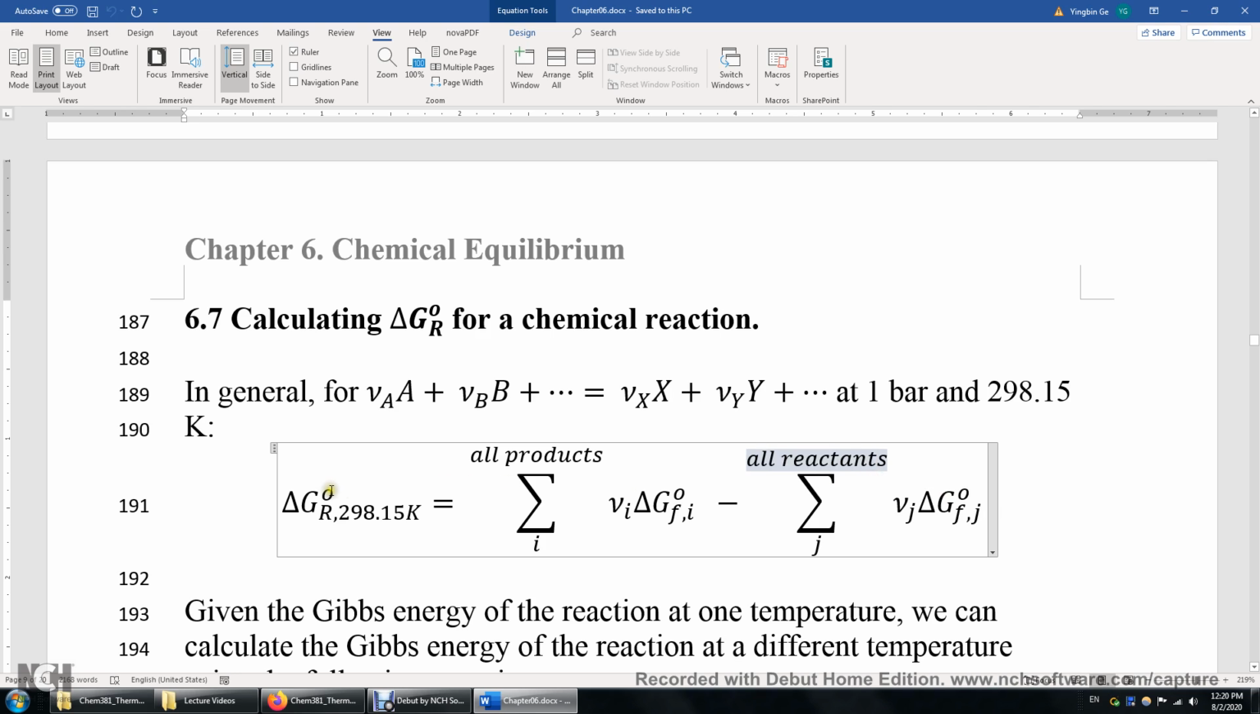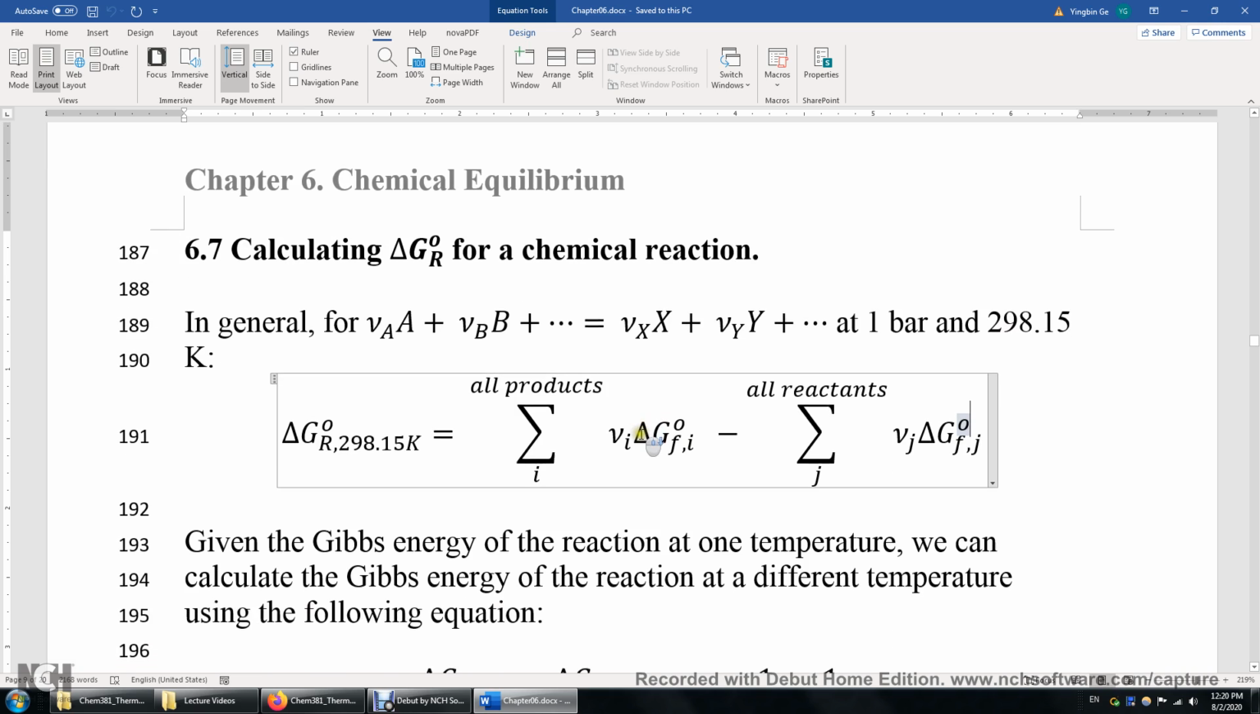So pay attention to the superscript over here, not in the superscript refers to the standard state. And usually the Gibbs energy of formation of the chemicals involved in the reaction is given for 1 bar pressure and 298 K. What if we need to know the Gibbs energy of the reaction at a different temperature?